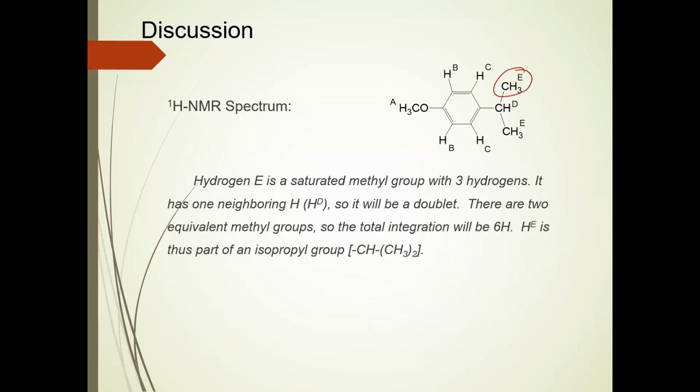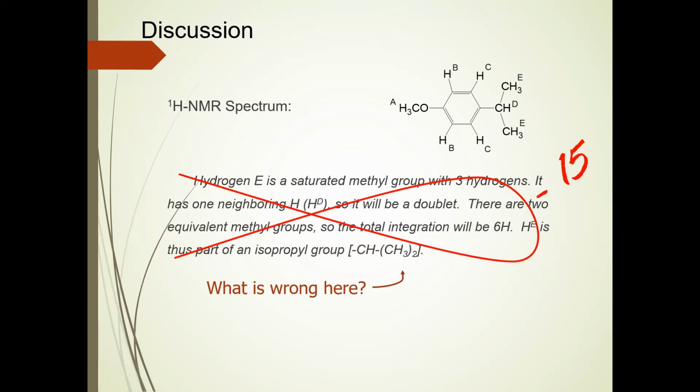hydrogens. It has 1 neighboring hydrogen, hydrogen D. So there are 2 of them, so it's going to have an integration of 6. If I see that, you'll see this. Think about it. What is wrong with this discussion?